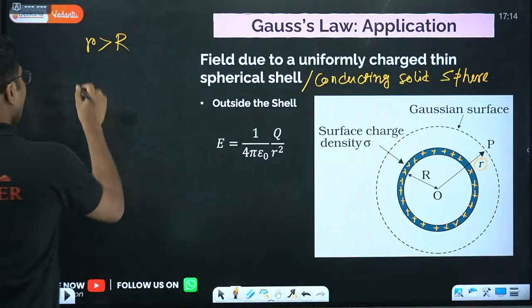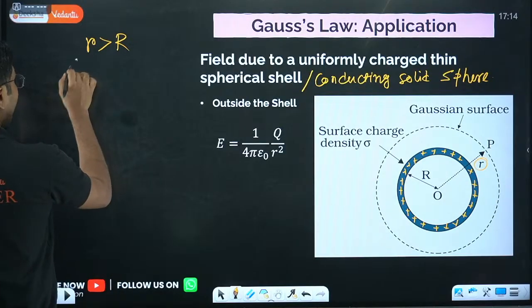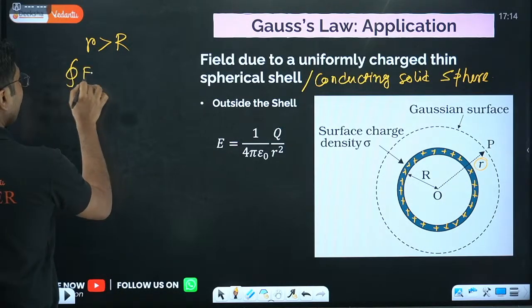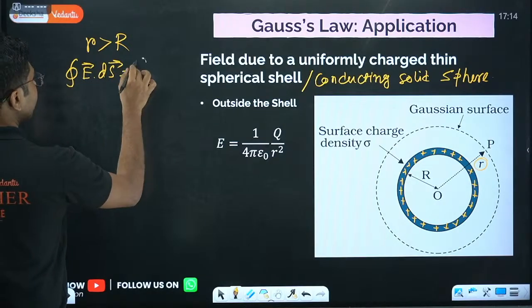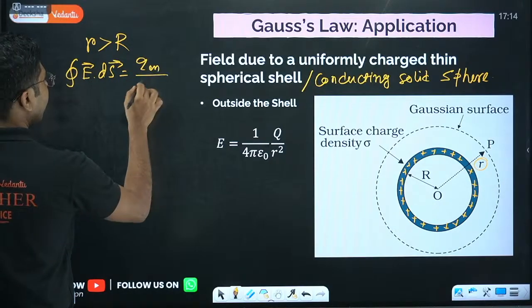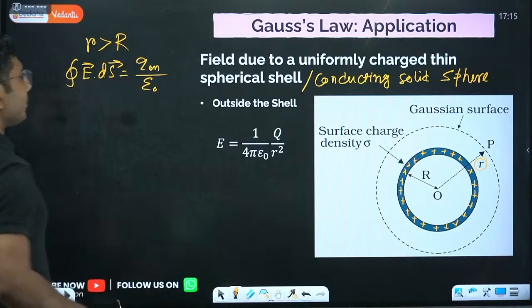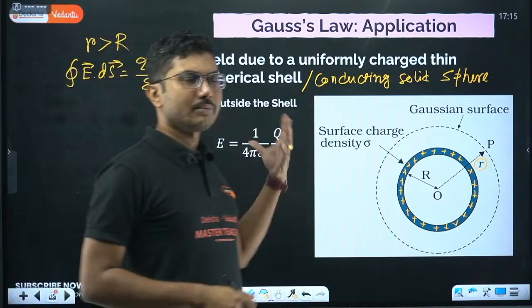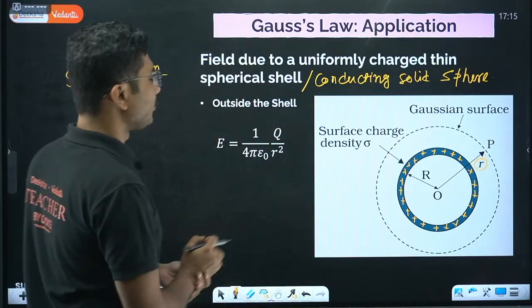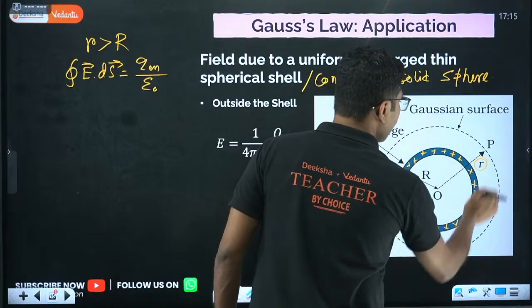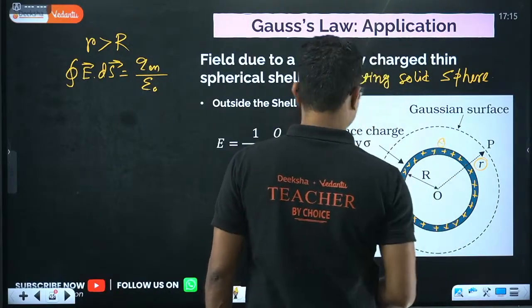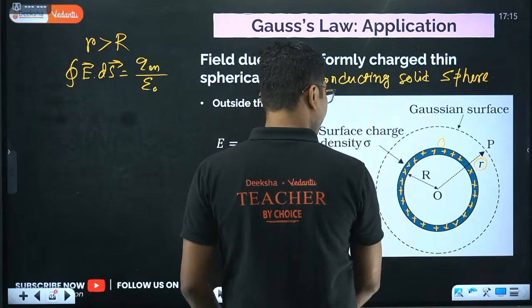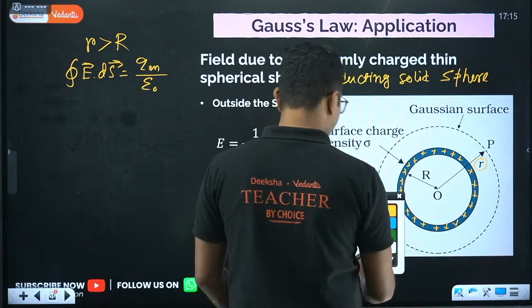Again, our Gauss's theorem, which states that E dot ds equals Q enclosed by epsilon naught. Okay, so it is basically Q enclosed by epsilon naught, that is Gauss's theorem. So suppose the total charge on this surface is capital Q.